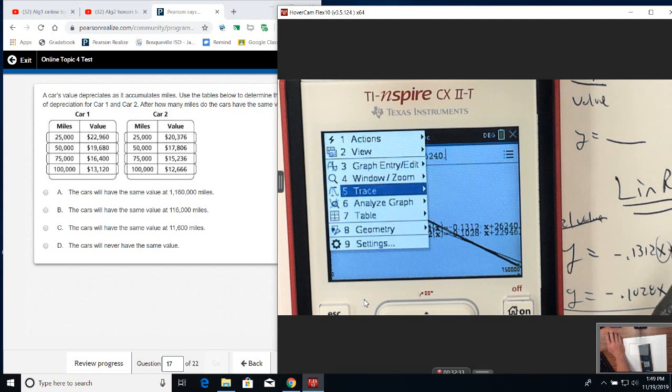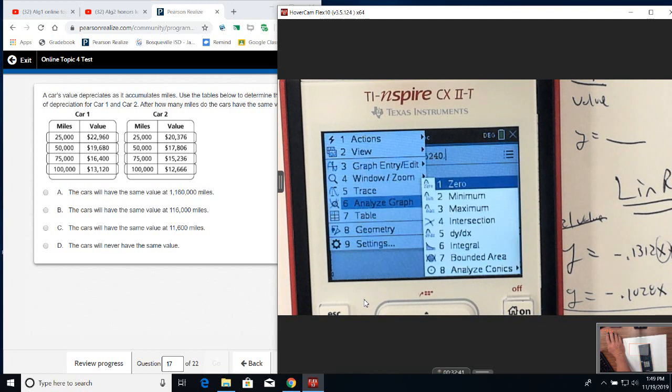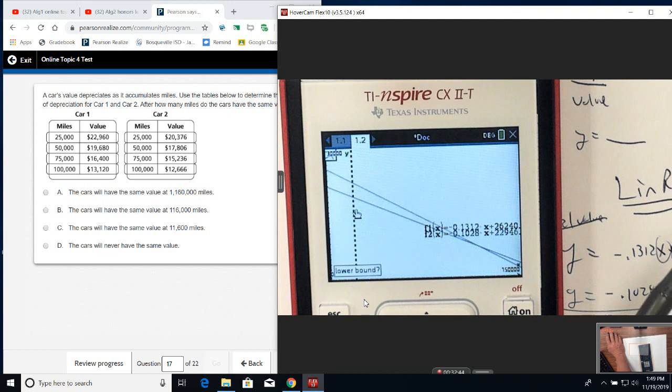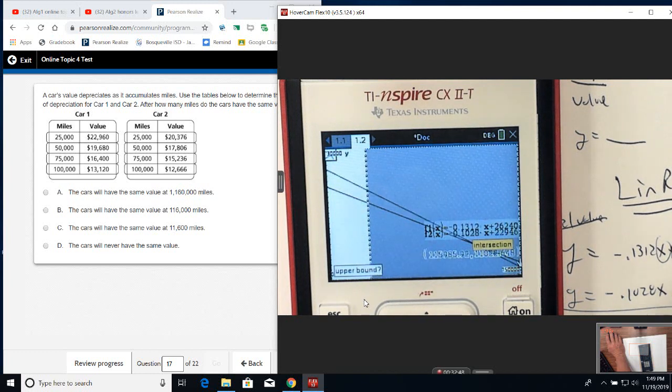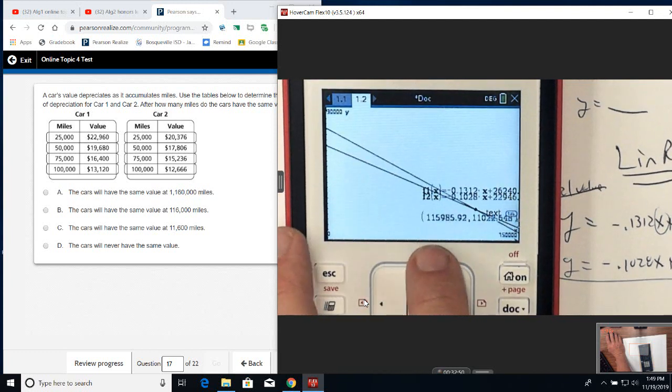Solution to what? For the values that they're the same. When are they going to be the same value? When is car 1 equal to the value of car 2? So I just go to Analyze Graph, and I go to Intersection, and find out where they cross. So move it to the left and to the right of there. Oop, there it is. So what does this mean?